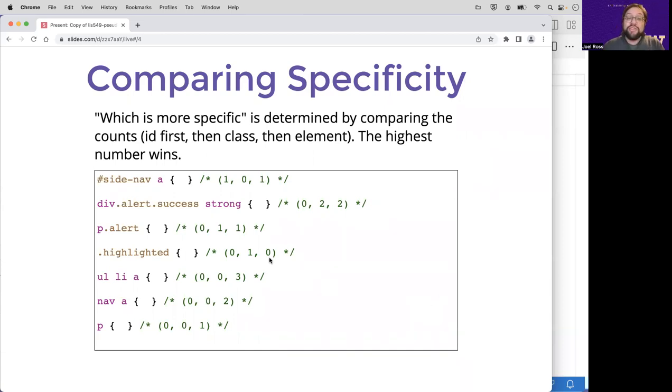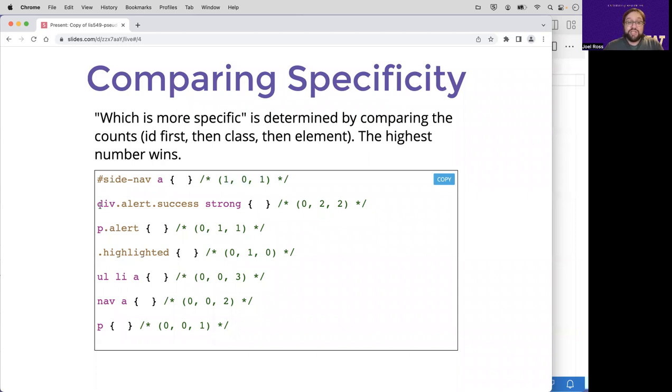So I've reordered these based on which is the highest specificity. I put the highest specificity ones at the top. I should put them at the bottom, but I put them at the top in order to sort of show how this works. So my side nav A has 1 ID, 0 classes, and 1 element. So it has a specificity of 101, or you can read the specificity as 101. It's pretty high. It's a big number for specificity.